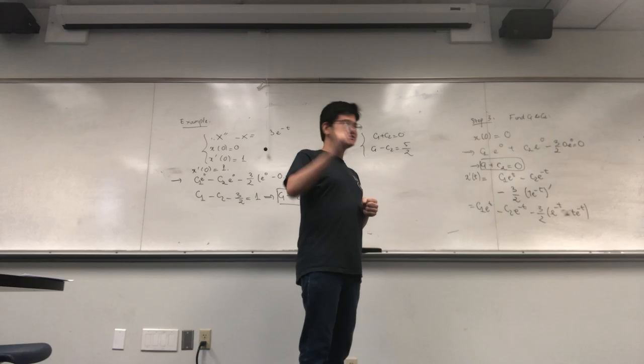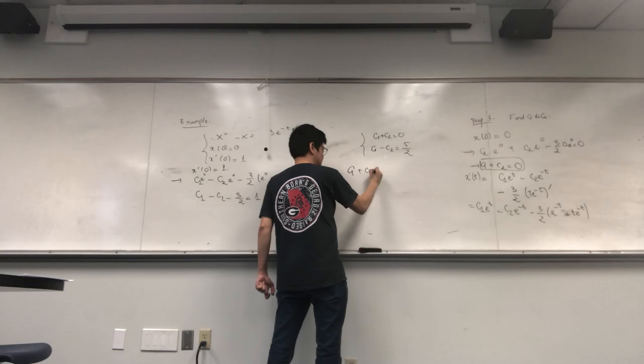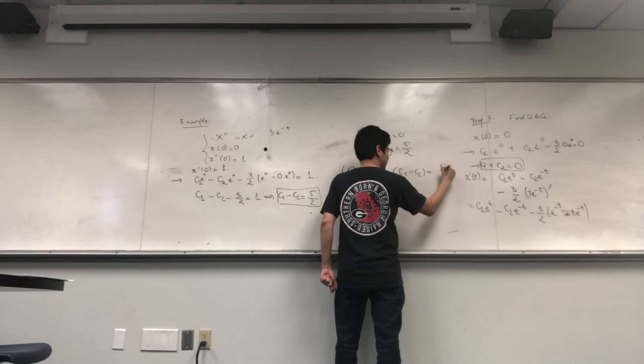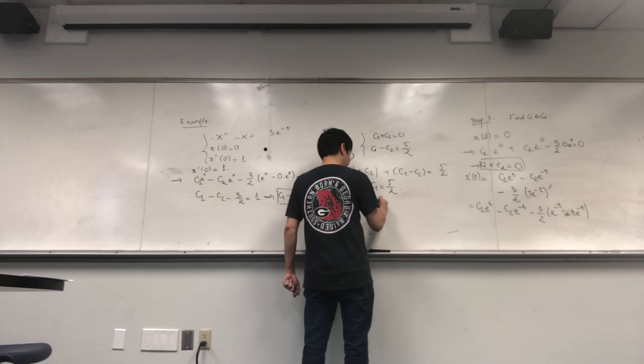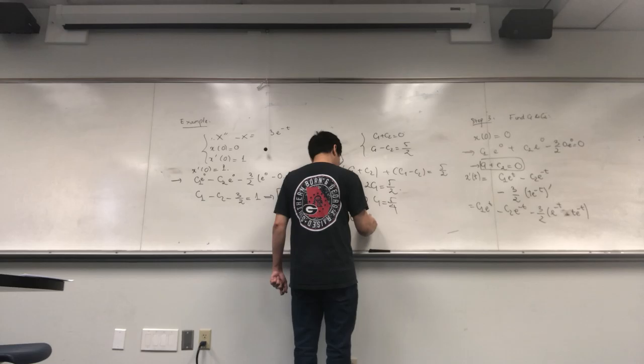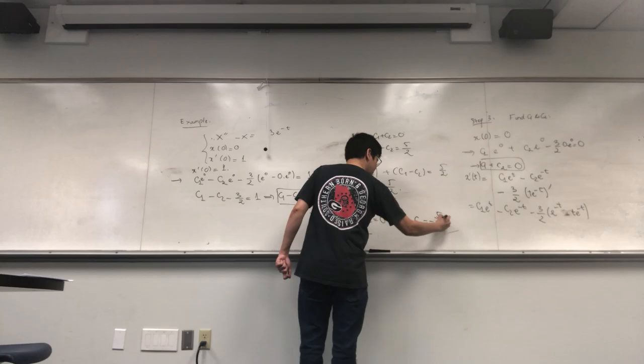Can you sign the paper, please? So you're going to sum these two equations, right? So you have C1 plus C2 plus C1 minus C2 is 5 over 2. So 2C1 is 5 over 2. So C1 is 5 over 4. And so C1 plus C2 is 0, which means that C2 is minus C1, and this is minus 5 over 4. All right?